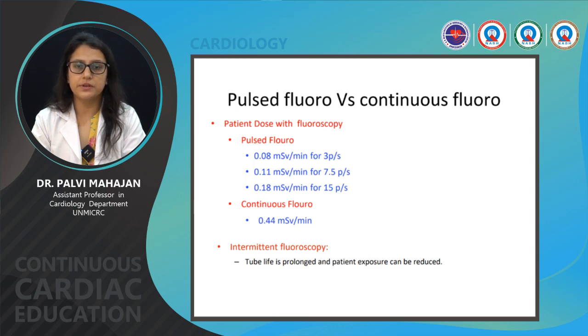Patient dose being exposed with fluoroscopy: pulse fluoroscopy is 0.08 millisievert per minute for 3 frames per second, 0.11 millisievert per minute for 7.5 frames per second, 0.18 millisievert per minute for 15 frames per second. In case of continuous fluoroscopy, we are being exposed to 0.44 millisievert per minute.